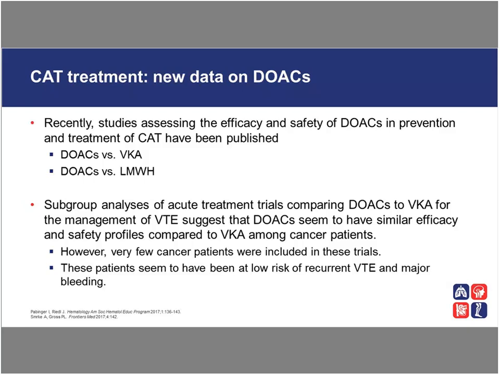Now, these are the subgroup analyses of the studies looking at DOACs and vitamin K antagonists, and so there were very few cancer patients included, specifically very few active cancer patients. And the thinking is that these patients seem to have a low risk of recurrent VTE and major bleeding. By definition, given that these were a small group of patients likely being enrolled into a study where it was felt that their cancer was semi-quiescent and not contributing to a high risk of thrombosis.